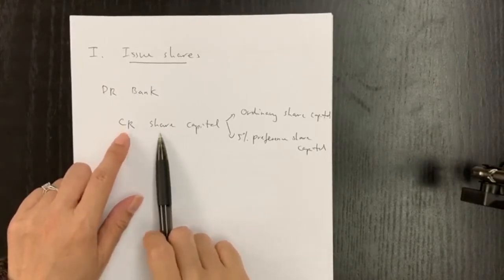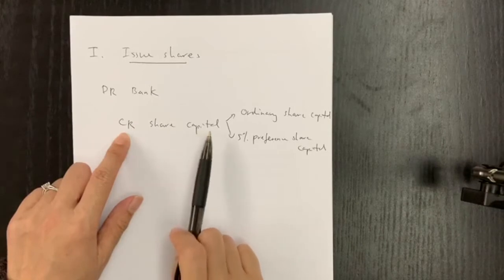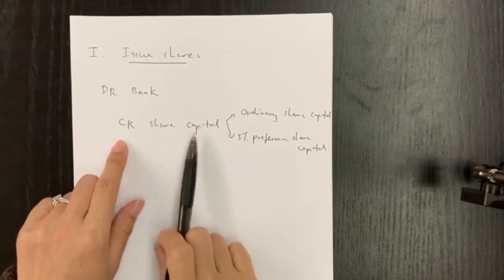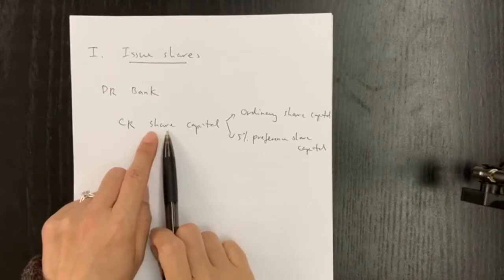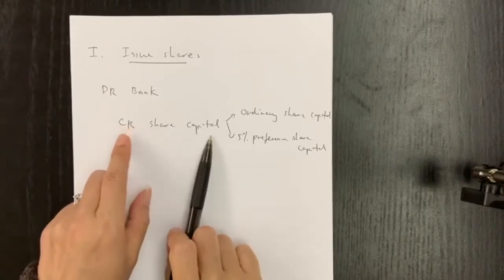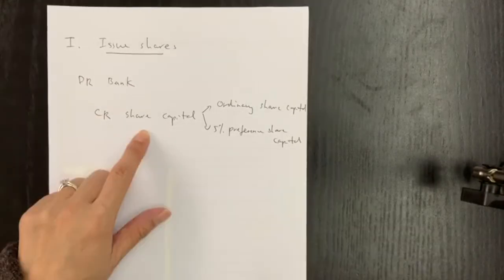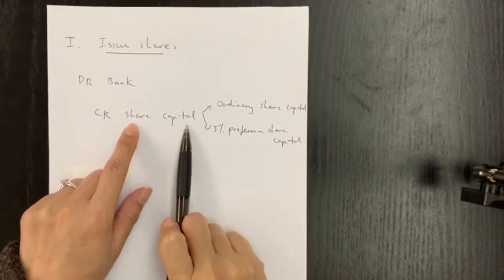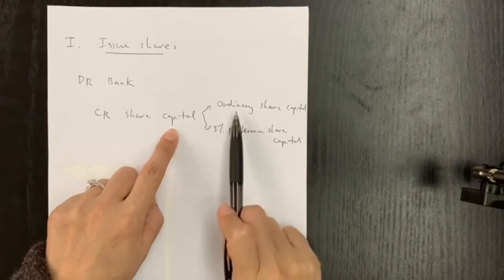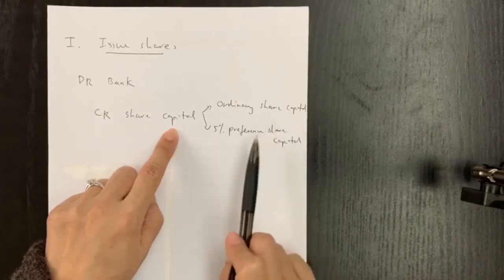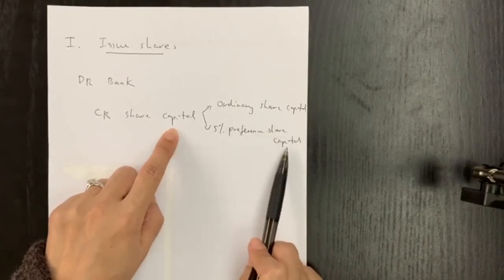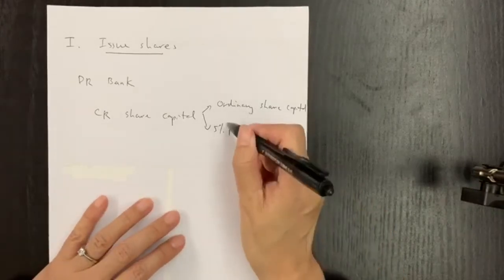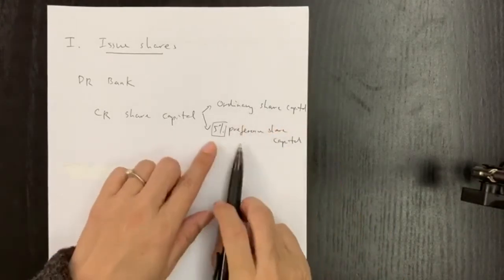Okay, so you can see this double entry is very similar to the money introduced by the owner, but now for a limited company, you have the words share capital instead of just capital. Okay, and for a limited company, there are two kinds of share capital. One is ordinary share capital, one is preference share capital. All right, so for preference share capital, we always have a percentage in front of that.